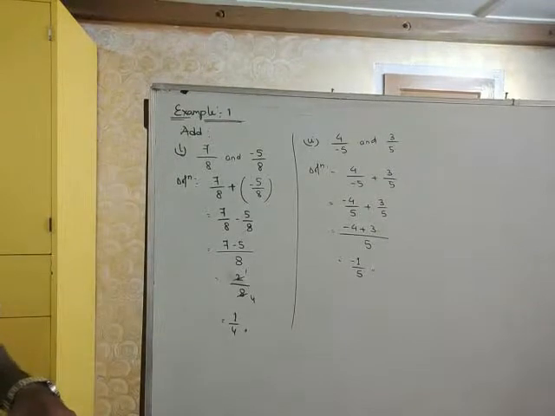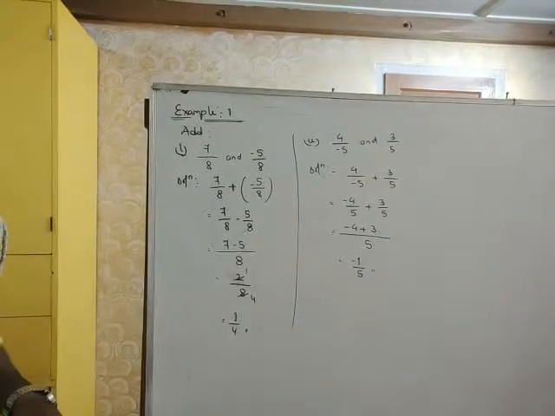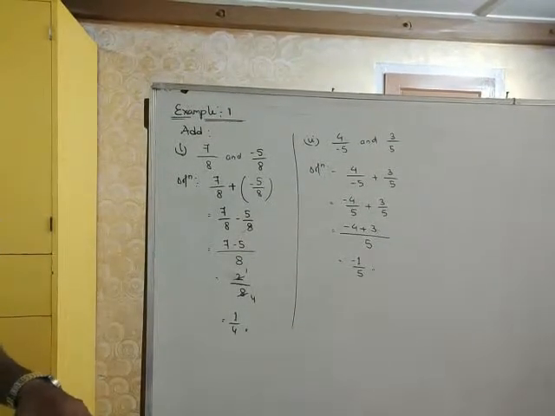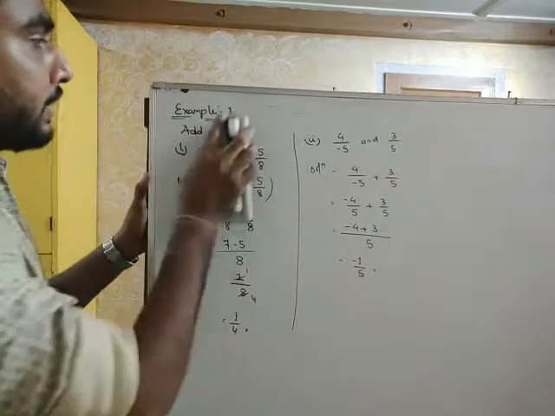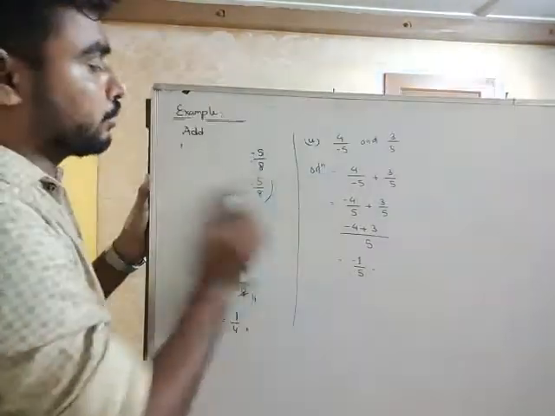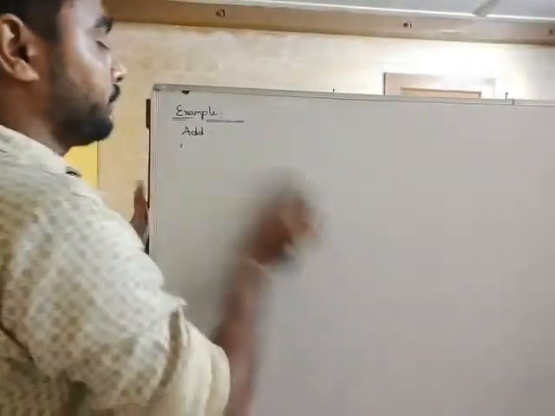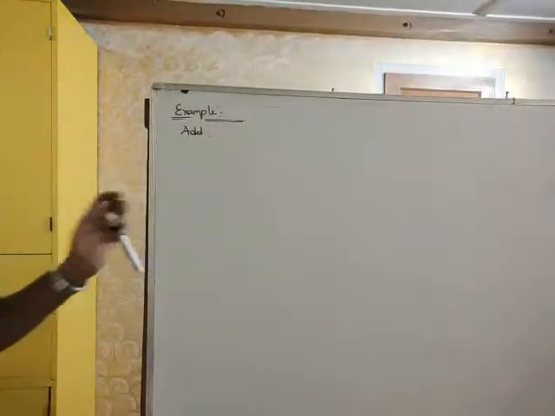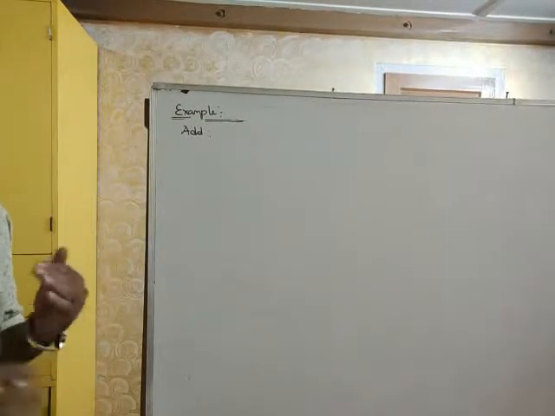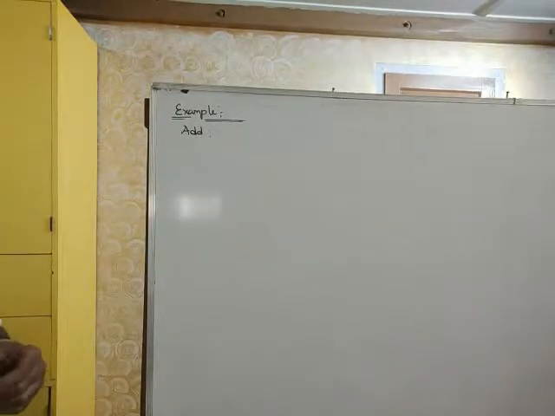Let's move to example number 2 then. Example 2, also the question is the same. We have to add here. Whenever the denominators are the same, you can add them directly. But if the denominators are different, you have to go with LCM. Okay.